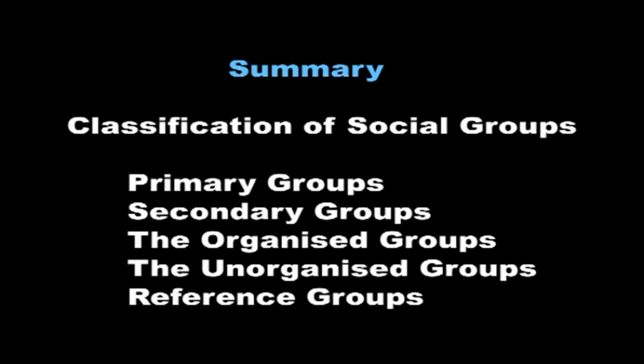We have many more types to learn, but so far in this class I have been talking about different classifications of social groups. In the beginning I explained to you the primary and secondary groups, under which I gave the definition and also the features of both primary and secondary groups. And next to that I explained to you the organized and unorganized groups with some examples and their features. And finally, I explained to you the very interesting type of group which we call reference groups.